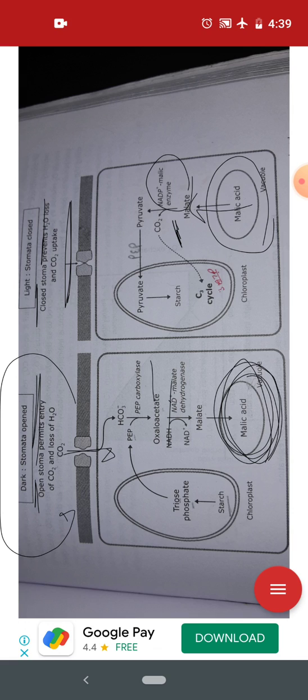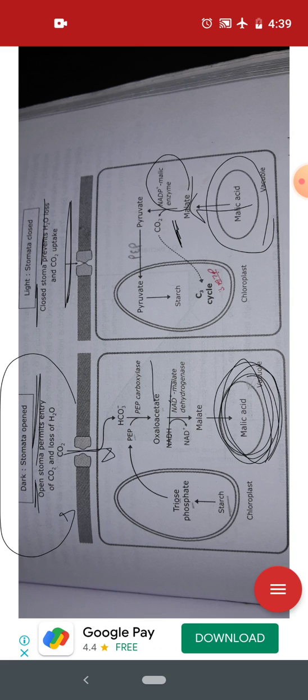Now the second difference is the carboxylating enzyme. In C3 plants, RuBP carboxylase acts as the carboxylating enzyme. In C4 plants, in mesophyll cells, PEP carboxylase, and in bundle sheath cells, RuBP carboxylase acts as the carboxylating enzyme. And in CAM plants, in dark, that means in night, PEP carboxylase, and when light is present, RuBP carboxylase acts as the carboxylating enzyme.